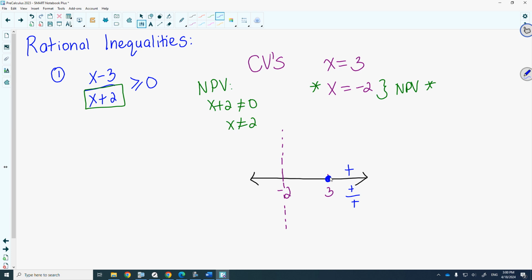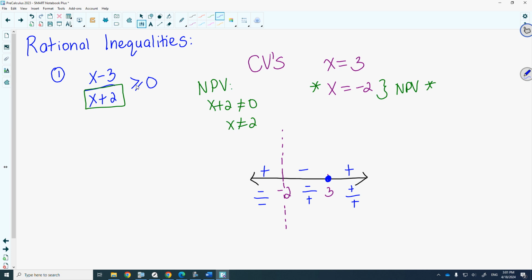Negative 2 to 3, I'm going to pick 0. 0 minus 3 is negative 3, so that's a negative number. 0 plus 2 is a positive number. A negative divided by a positive is a negative region. Pick a number left of negative 2, so I'm going to pick negative 3. Negative 3 minus 3 is negative 6, so that's a negative number. Negative 3 plus 2 is negative 1. Two negatives give a positive.